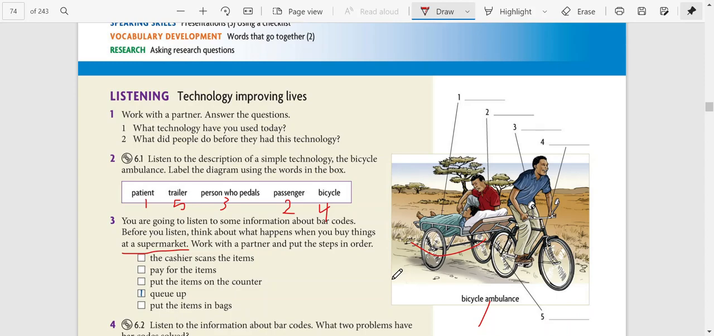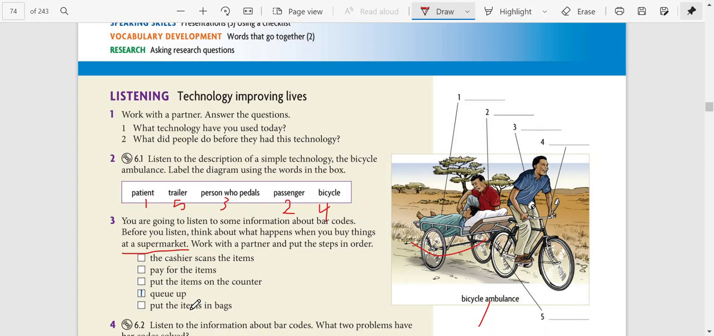Okay, you heard this simple description about this picture. And in here, in exercise number 3, you are going to listen to some information about barcodes. Before you listen, think about what happens when you buy things at a market. Work with a partner and put the steps in order. We have some steps that you can do while you are in the market. You want to buy something.